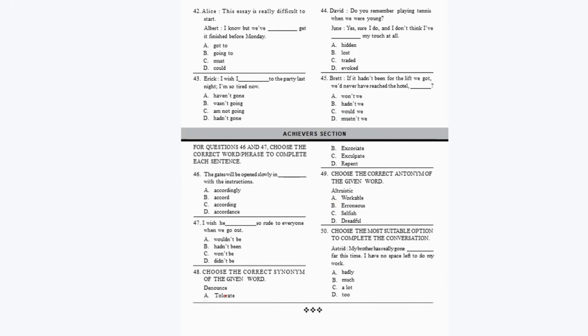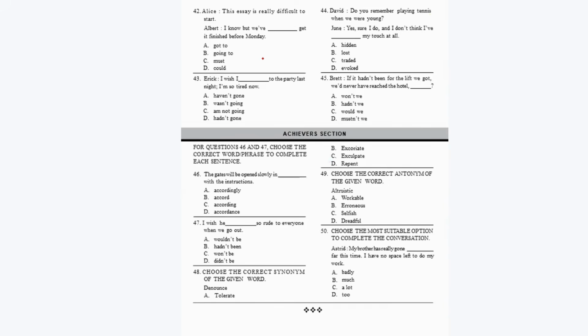Now, Alice: this essay is really difficult to start. Albert: I know, but we have got to get it finished before Monday. So here it should be, I know, but we have got to get it finished before Monday. Okay, so here "got to get" is your correct answer, because here "got to get" means it is necessary or very urgent for you to complete this task. Okay, so we need this option A here.